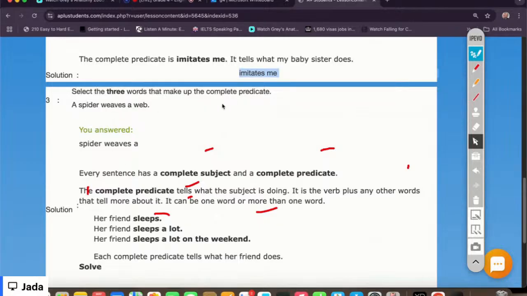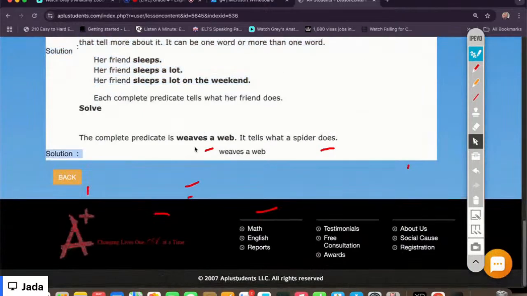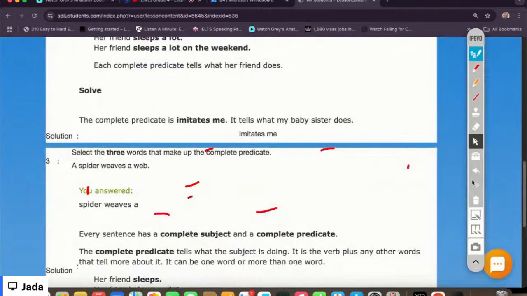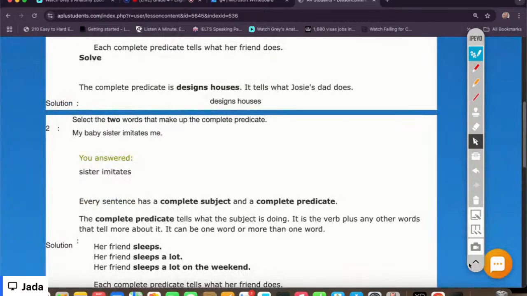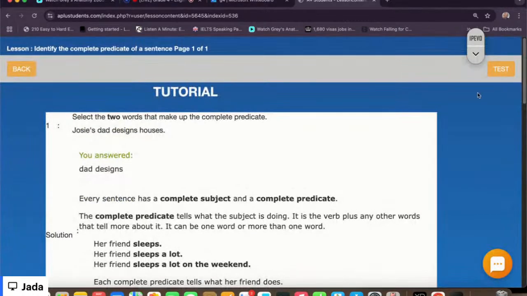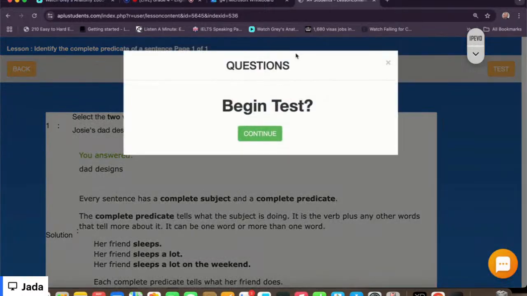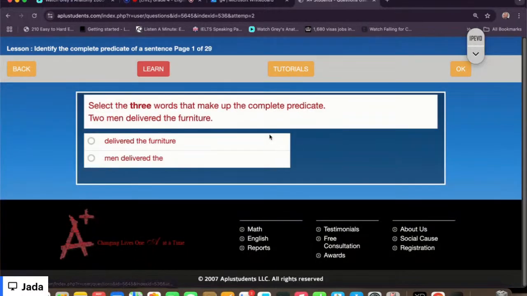The three words that make up the complete predicate. A spider weaves a web. We have weaves a web. Okay, so just know that the predicate is the verb, plus any other word that gives more information about it. So we'll move on to the test. We have three words that make up the complete predicate. Two men delivered the furniture. So is it delivered the furniture or men delivered the? Which of them is the predicate here?